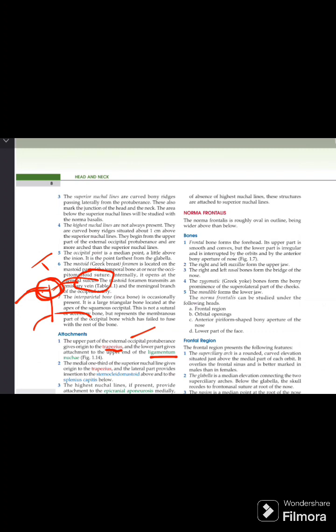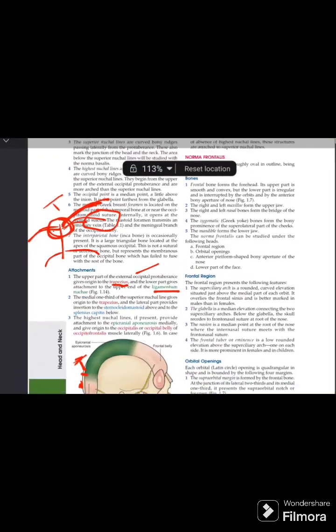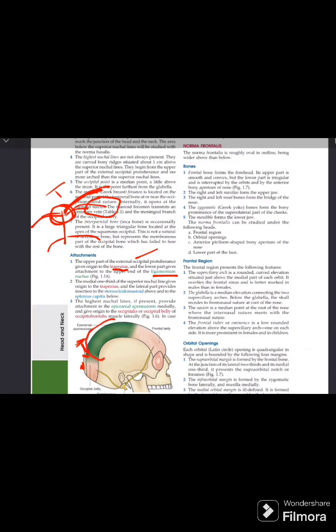Then the highest nuchal line: you have seen above the superior nuchal line there are the highest nuchal lines. The highest nuchal lines, if present, listen, if present, provide attachment to the epicranial aponeurosis. You can see here, this is the epicranial aponeurosis. This attachment is given by the highest nuchal lines, and they also give origin to the occipitalis, or occipital belly of the occipitofrontalis muscle. This muscle's origin is given by the highest nuchal lines.